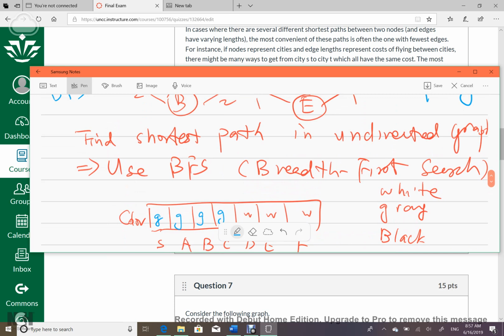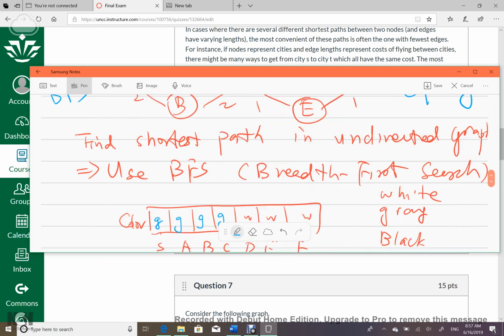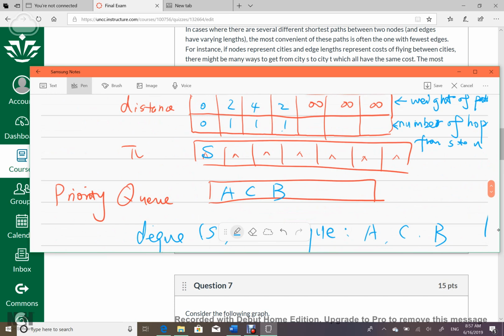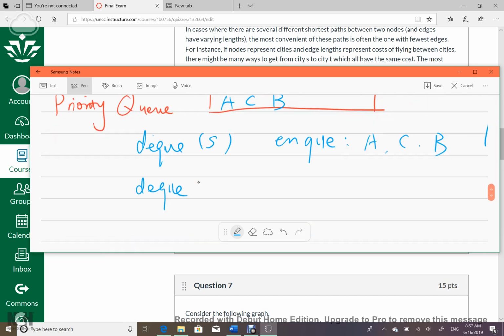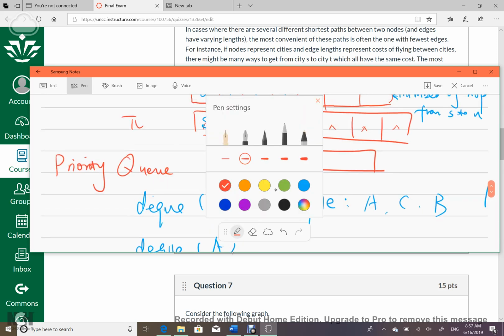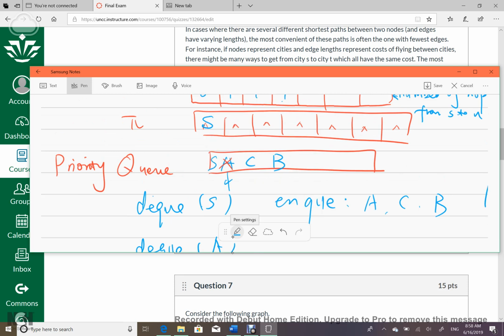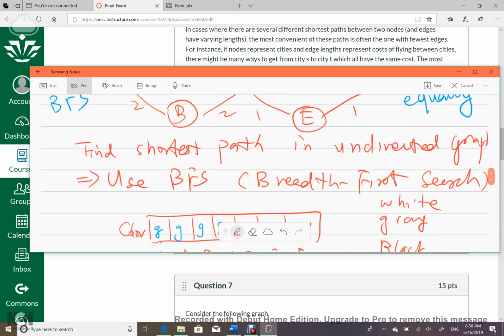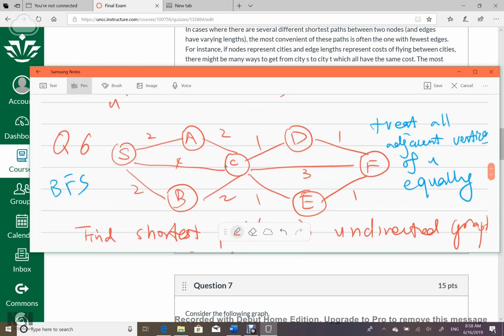Okay, we continue. So you have A, B, C already in the queue, and then you DQ A, right? A is DQ. And since A is DQ, let's use a different color to show it moved out. A is moved out, right? So we have S. S also is moved out. We use this one to represent moved out. And A is moved out. Then you have C. C should be in the queue.